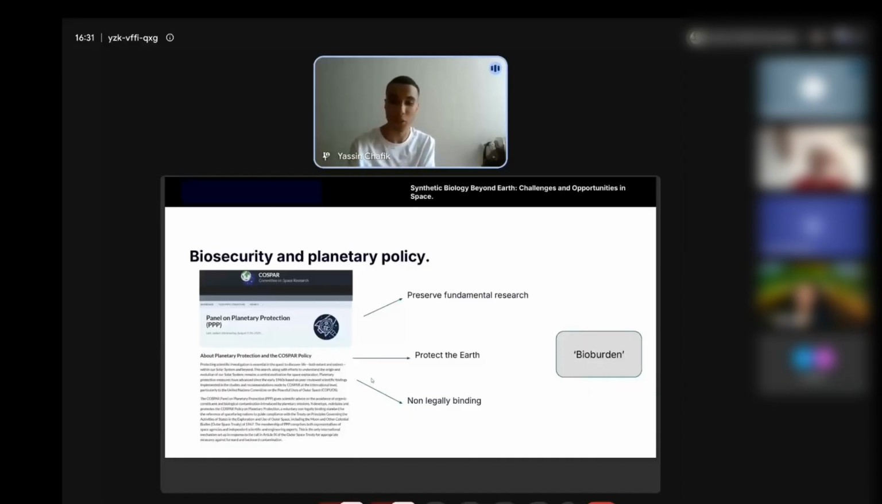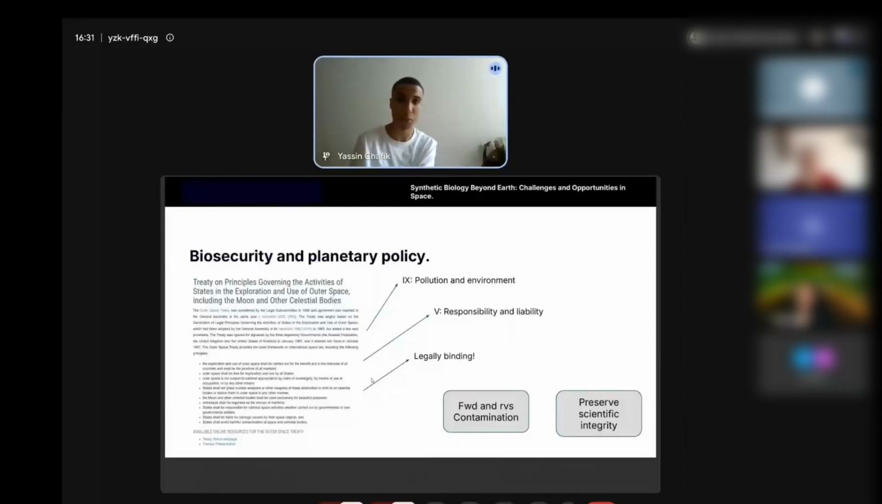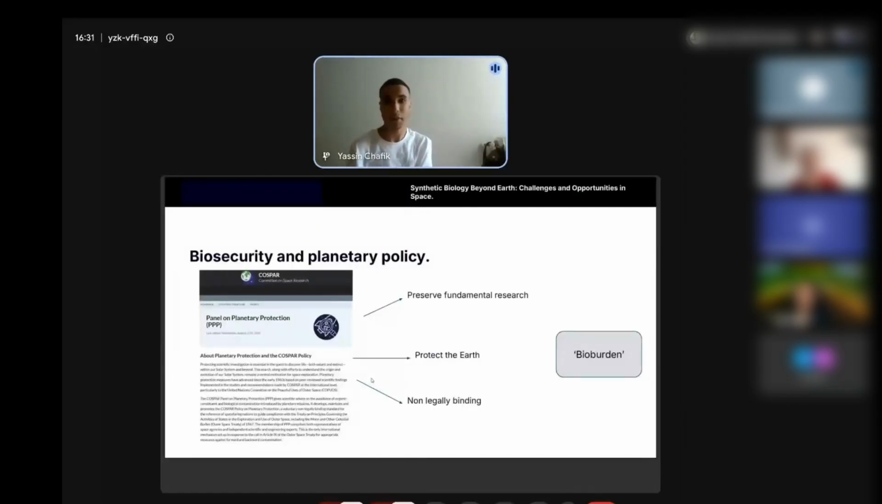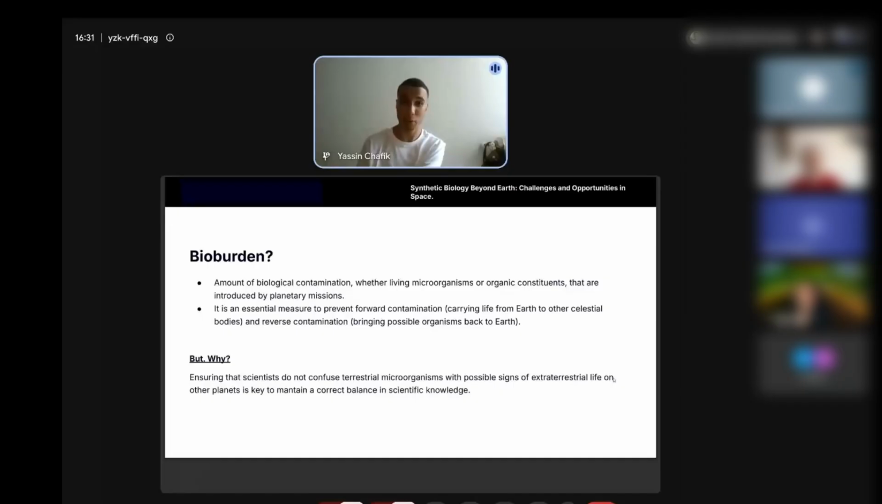In case you know about ecology, it's very similar to the Treaty of Paris and the Protocol of Kyoto. So the Outer Space Treaty would be like Kyoto, very authoritarian, while COSPAR is like Paris, inviting people to comply, and it addresses the issue of bioburden. That is, to not burden outer space or Earth, especially outer space, with material from Earth. Bioburden is the amount of biological contamination that you can introduce in planetary missions.